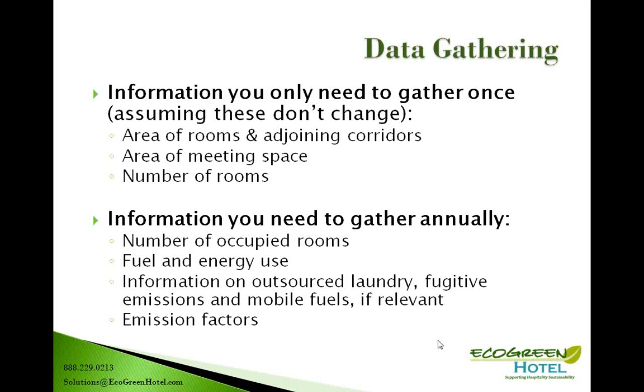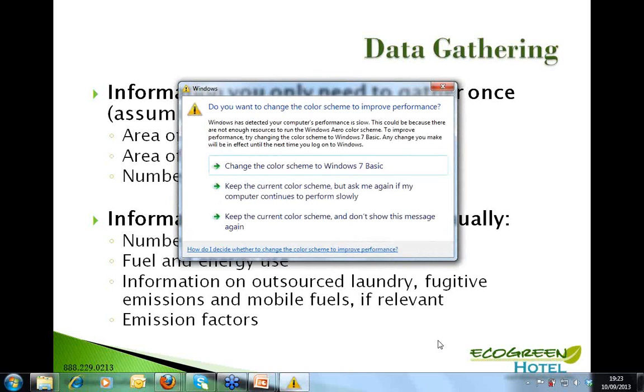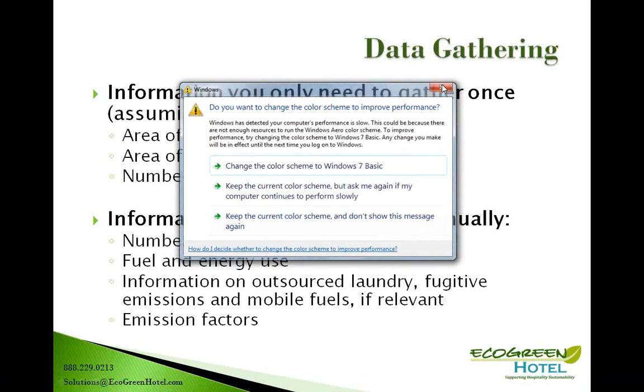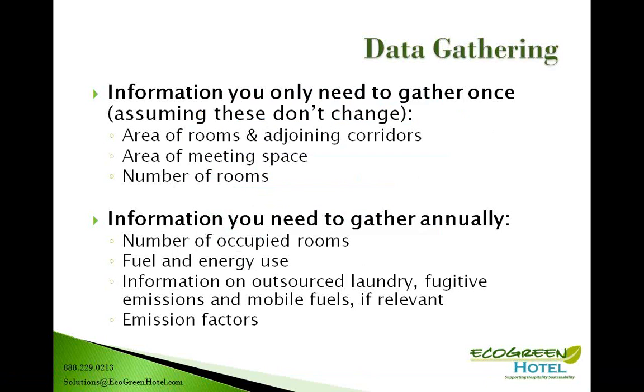So what information do you need once? Assuming that these don't change, probably your hotel area is not going to change unless you build on an extension. So what you need to do is to get the area of your guest rooms and the adjoining corridors. You also need to then get the area of meeting space, and you also need to get the number of rooms. Now the latter of those is probably quite easy. The former two, the area, you'll probably be able to get through floor plans of the building, and maybe the engineering department or facilities department would have something like that.